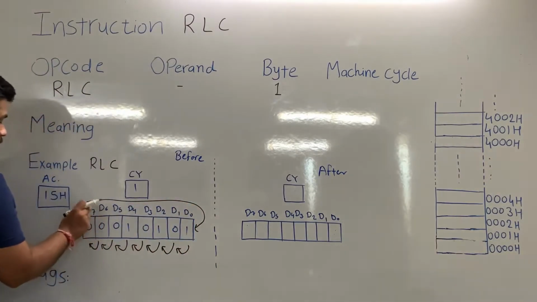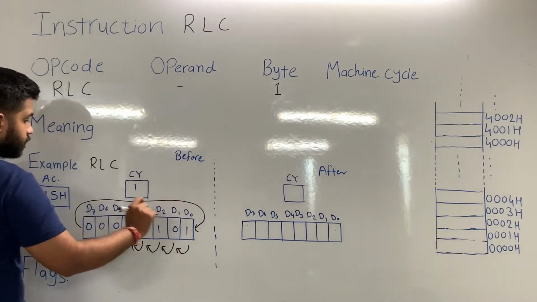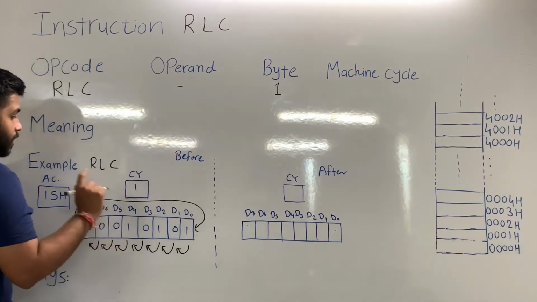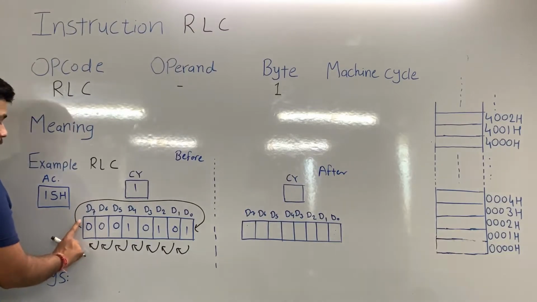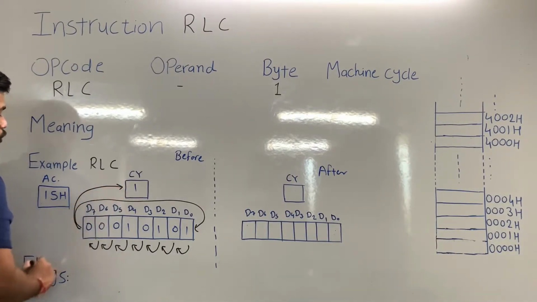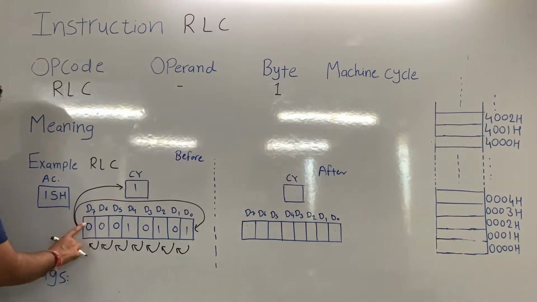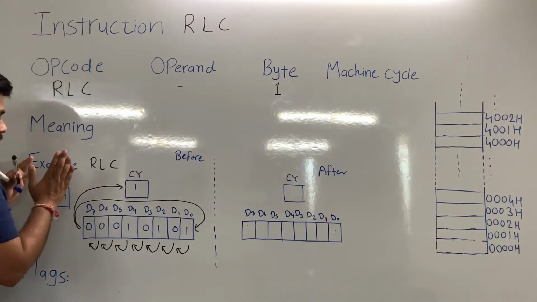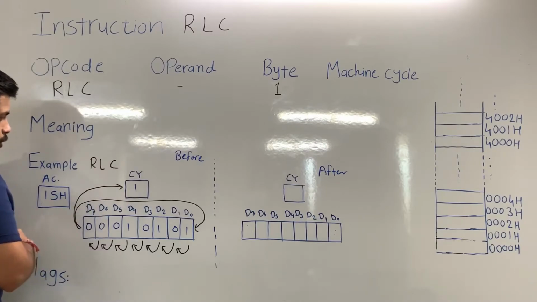Whatever value is present in D7 will be shifted to D0. But there is one more thing that will happen, that is the value of D7 will be shifted to carry too. So the D7 bit is shifted to D0 as well as carry. So this will happen when this instruction is executed.